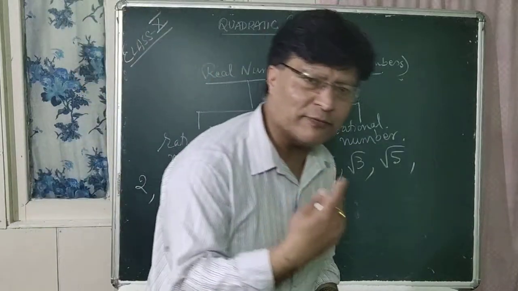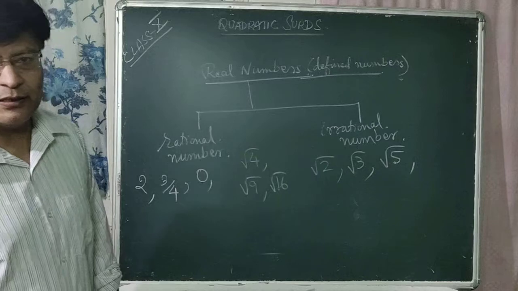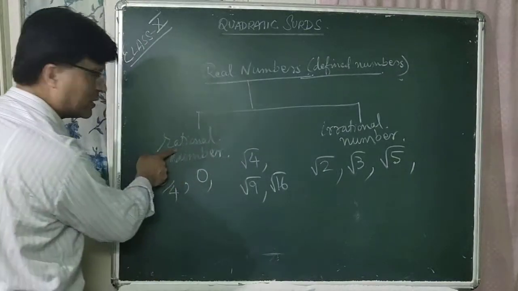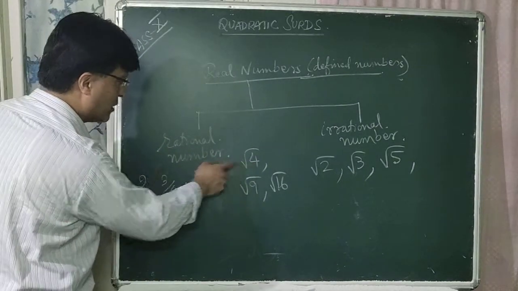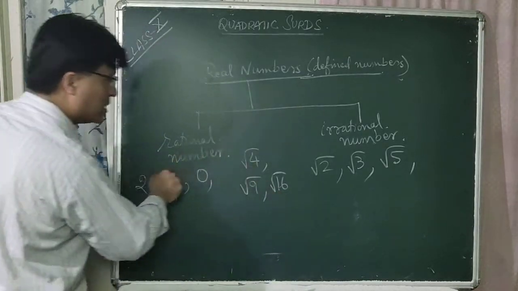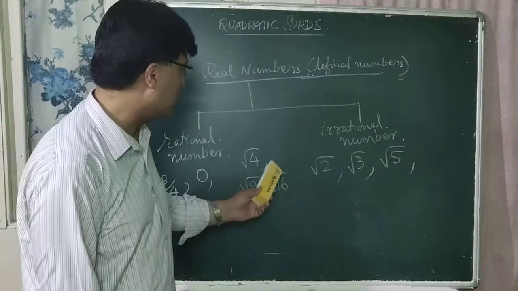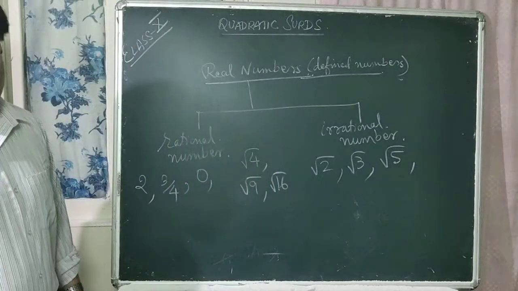You will get it in terms of decimal points. This type of number is known as an irrational number. But this comes under what? Rational number, because root over 4 is 2, root over 9 is 3, which is 3 by 1. Root over 16, what is root over 16? It is 4, 4 divided by 1. So this comes under rational number.